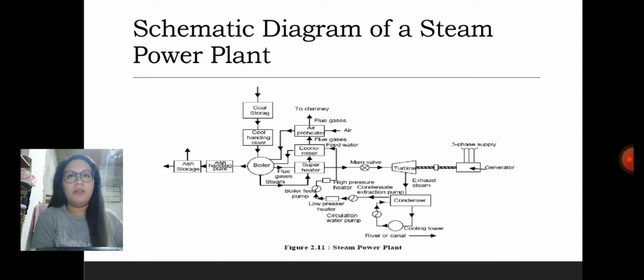Bled steam taken from the turbine at suitable extraction points is sent to low pressure and high pressure water heaters. Air taken from the atmosphere is first passed through the air preheater, where it is heated by flue gases. The hot air then passes through the furnace. The flue gases, after passing over boiler and superheater tubes, flow through the dust collector and then through the economizer, air preheater, and finally they are exhausted to the atmosphere through the chimney.